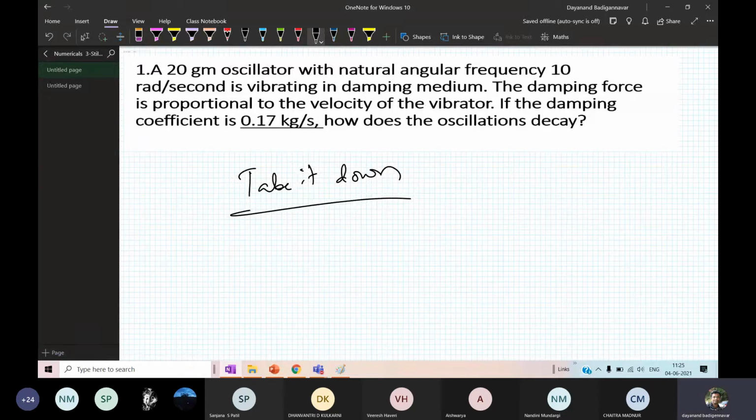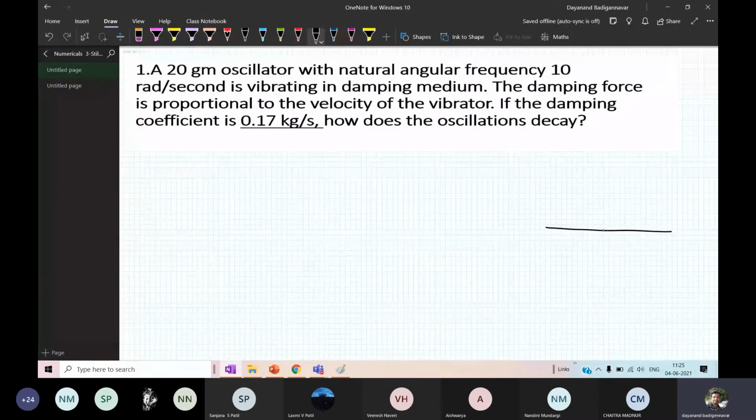How do the oscillations decay? This is the oscillation. It is a damped oscillation. We don't know what the type of damping is.